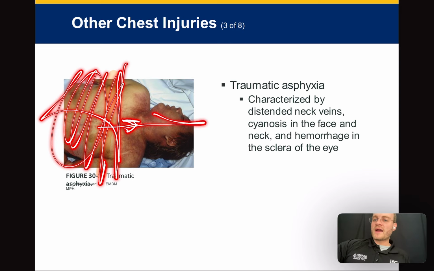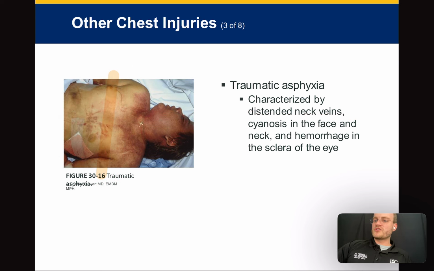So the highway is going to back up, and you're going to see distension of the neck veins, cyanosis, which is a bluish tint of the skin, and hemorrhage in the sclera of the eye. What's the sclera? We covered this in the recent chapter. I think it was last chapter. It is the white of the eye. So you'll get bloodshot eyes, basically. You'll get bleeding into the whites of the eyes because there's so much pressure building up here. It'll start bleeding in the eyes, and you'll be able to see it easily in the contrast of the white sclera. So that's traumatic asphyxiation.